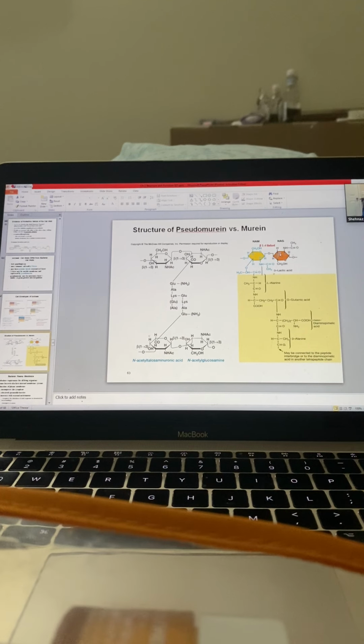So what I'm trying to say is that whatever enzyme or chemical dissolves your bacterial cell wall may not have the same effect on the archaeal cell wall.